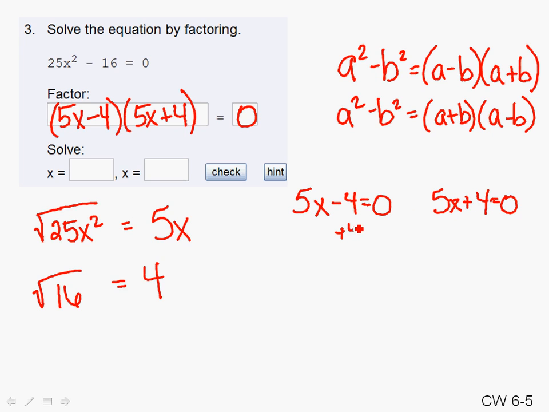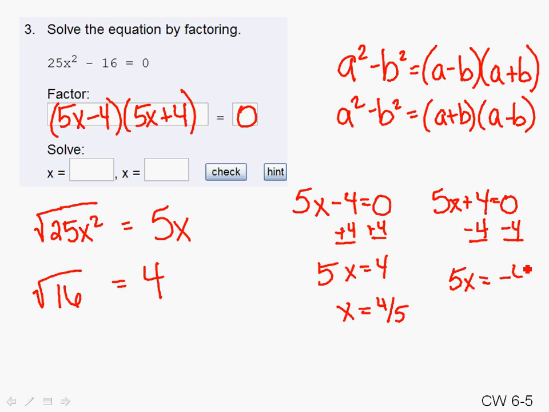okay, we would add 4 to each side on this one. So 5x equals 4, which means that x equals 4 over 5. On this one, if we subtract 4 from each side, 5x equals a negative 4. So x equals negative 4 over 5. So our two solutions are 4 over 5 and negative 4 over 5.